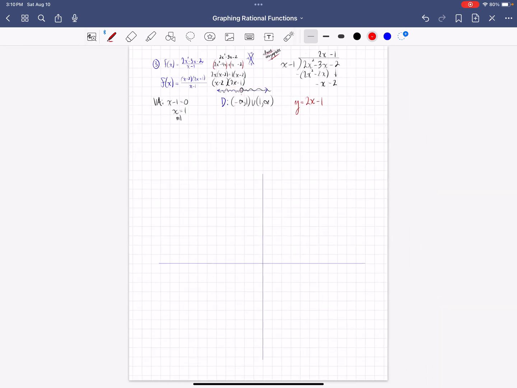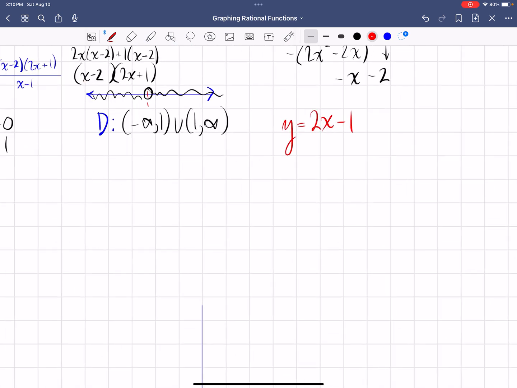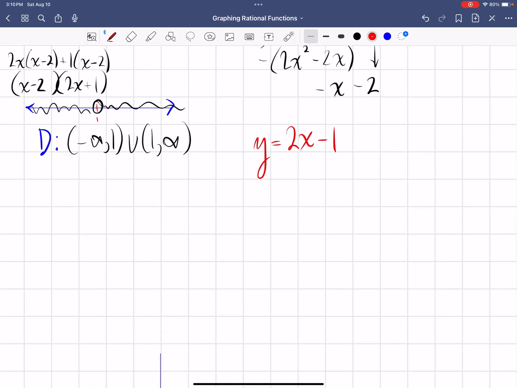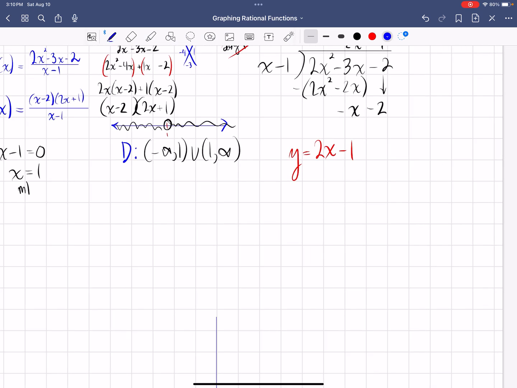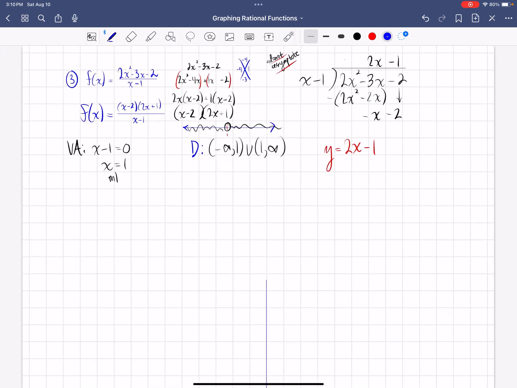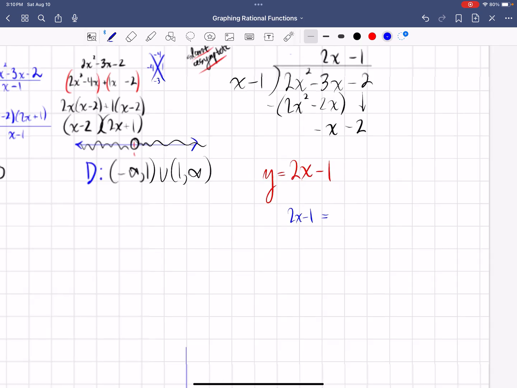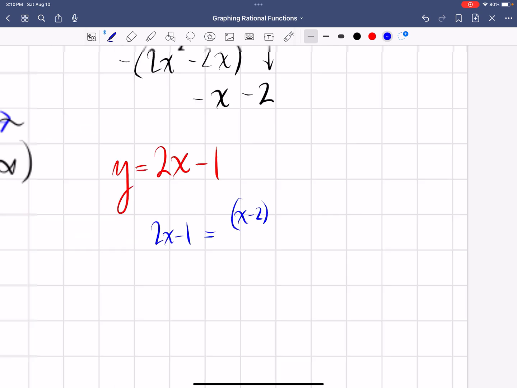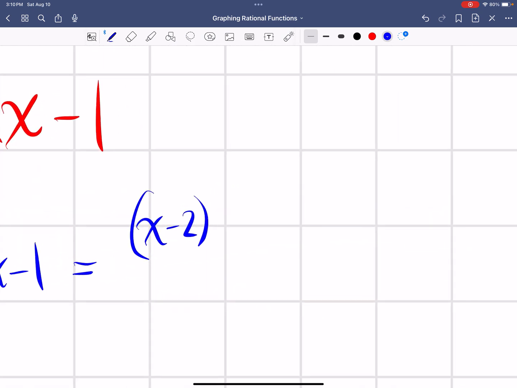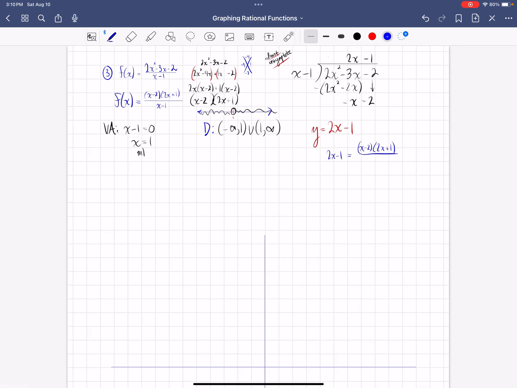Next, I will look for any place where my function intersects my slant asymptote. To do that, I'll just set the function equal to the slant asymptote. This step always takes a little bit longer than you want it to, but it gives us valuable information. So we'll take the slant asymptote, 2x minus 1, and set it equal to the function, x minus 2 times 2x plus 1 over x minus 1.